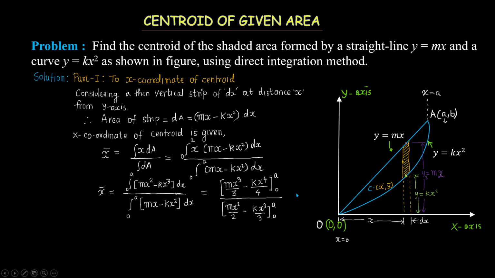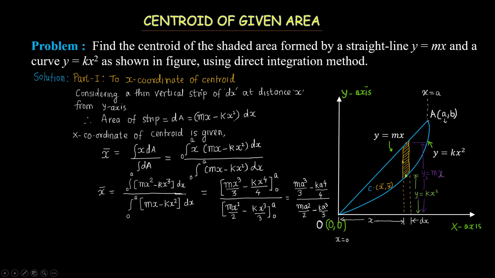So when you put the limit, friends, the upper limit is a while the lower limit is 0. So 0 will not count because all terms contain x over here. So when you put the limit, the terms get simplified. So it is going to be something like this: m a cube by 3 minus k a raised to 4 by 4. Here m a raised to 2 by 2, and then we'll have k a raised to 3 by 3. Very simple outcome, you can see. Now if you want to simplify this equation, I need to get the value of m and k.